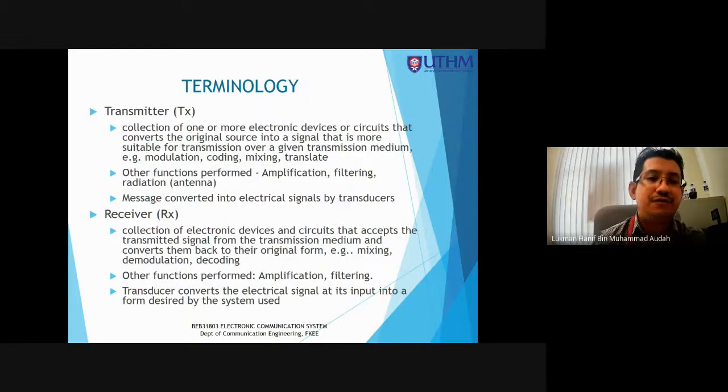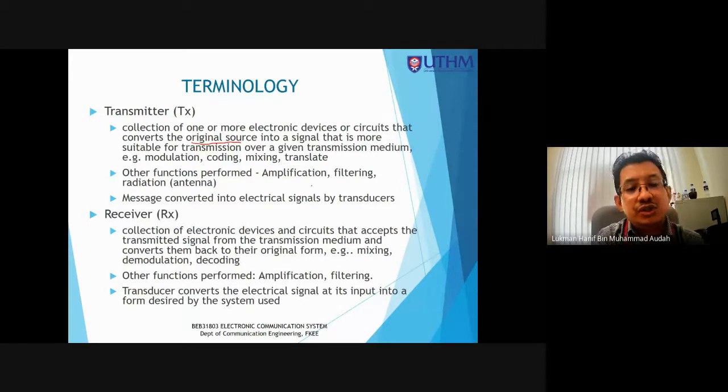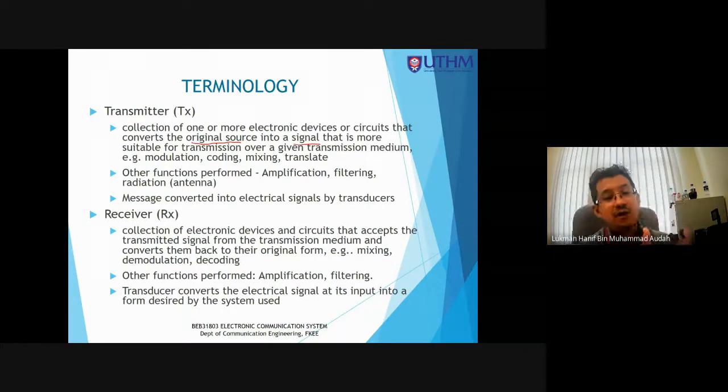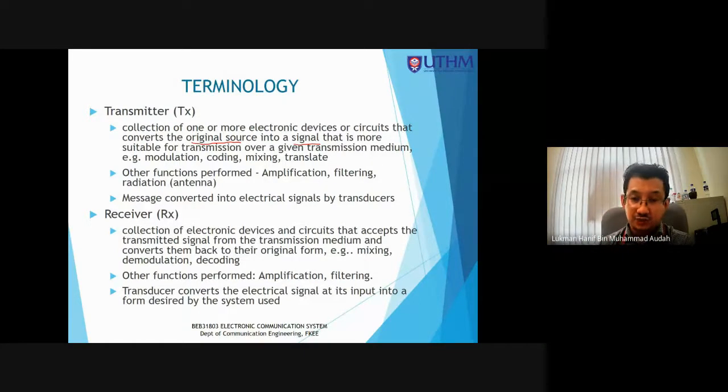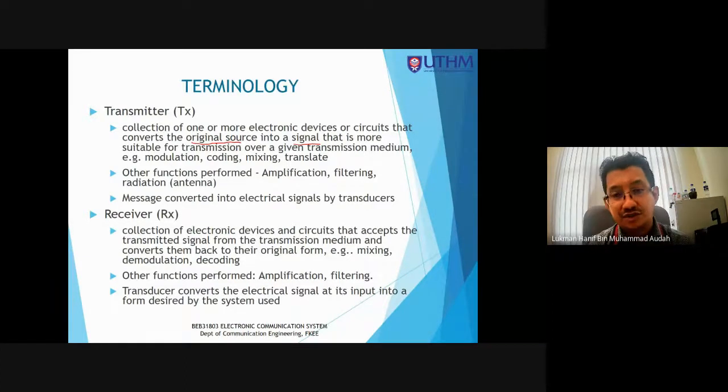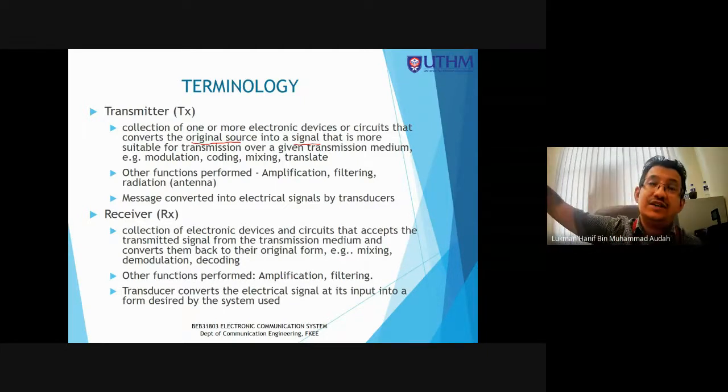Transmitter, a collection of one or more electronic devices or circuits that converts original signal, original source, original input into a signal that is more suitable for transmission. Macam tadi kalau inputnya adalah voice, macam mana kita nak hantar voice? So kita kena tukar kepada bentuk signal yang bersesuaian. Apakah bentuk signal yang bersesuaian? Contohnya adalah radio frequency dalam bentuk gelombang elektromagnet. Okay, so itu adalah radio frequency signal, dia sesuai untuk dihantar dalam medium udara. So sesuai untuk kita hantar jarak jauh.